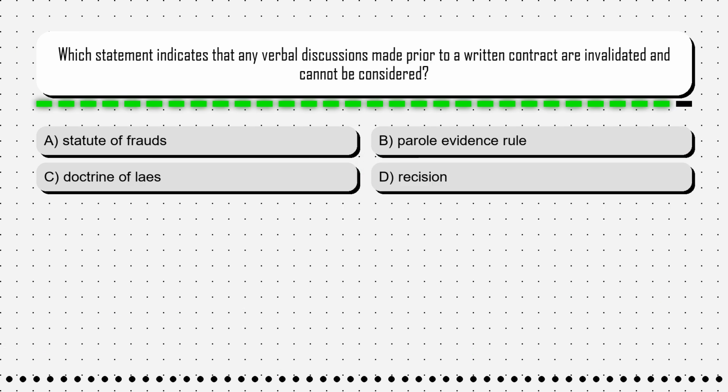Question 19. Which statement indicates that any verbal discussions made prior to a written contract are invalidated and cannot be considered? Option A, Statute of Frauds. Option B, Parol Evidence Rule. Option C, Doctrine of Laches. Option D, rescission.